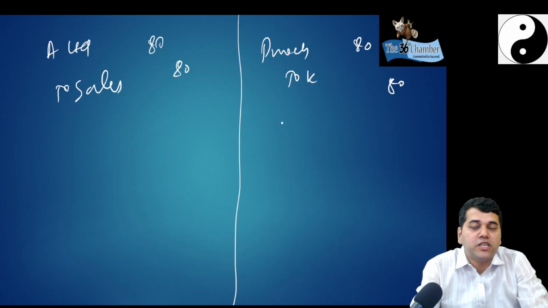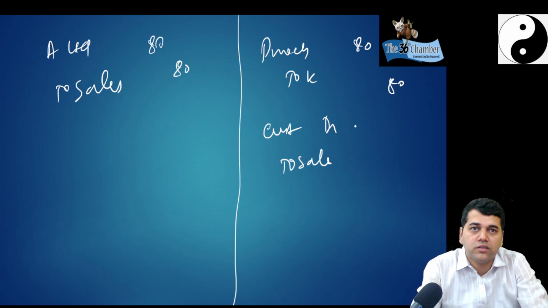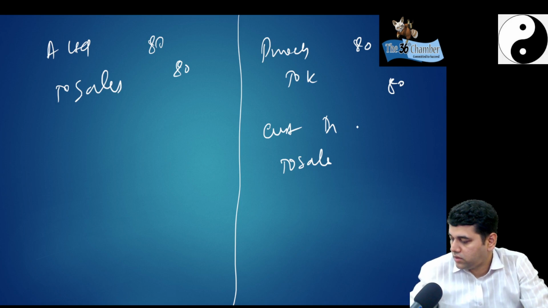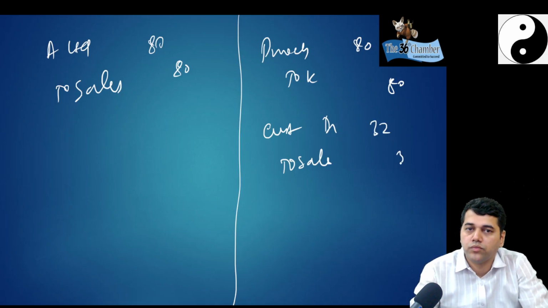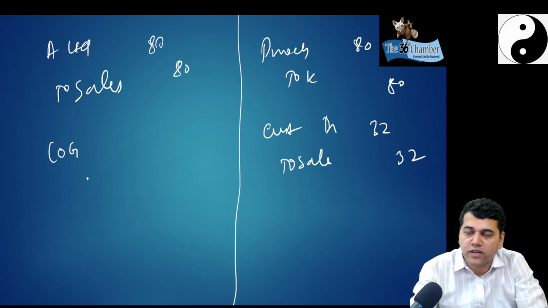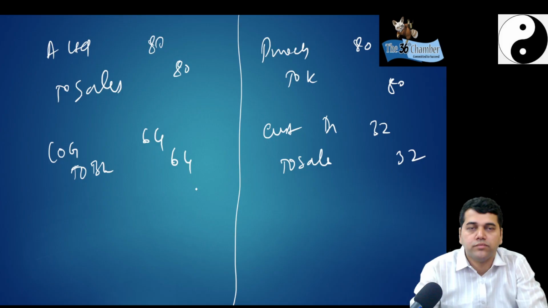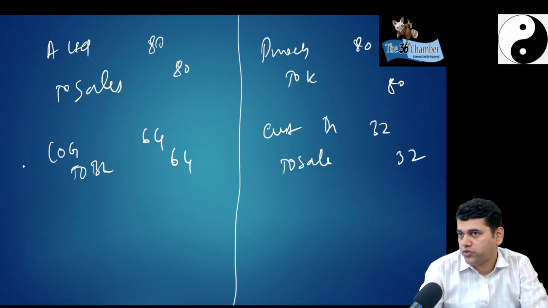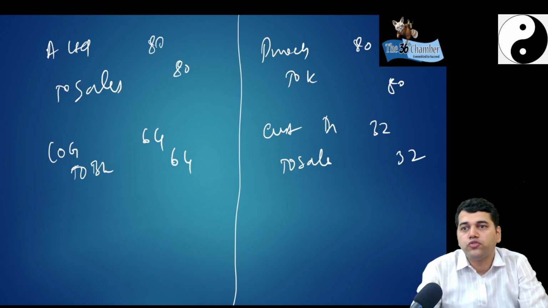Because when you sell to the third party, what accounting entry do you pass? Customer account debit to sales, 32. Now you have one more entry here: cost account debit to bank, 64. You incurred a cost of goods by paying something and sold to A and made a profit on 64.